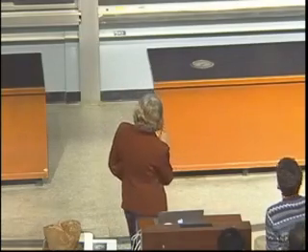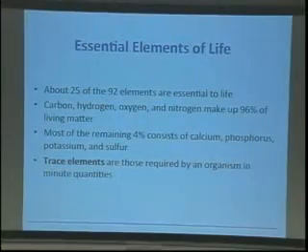And then, very interestingly, there's a number of trace elements that are actually required by an organism. When we talk about trace elements that are required, they're typically required in very, very small quantities, but they're still essential to the organism. Those would be things like selenium, for example, or iron is another example.